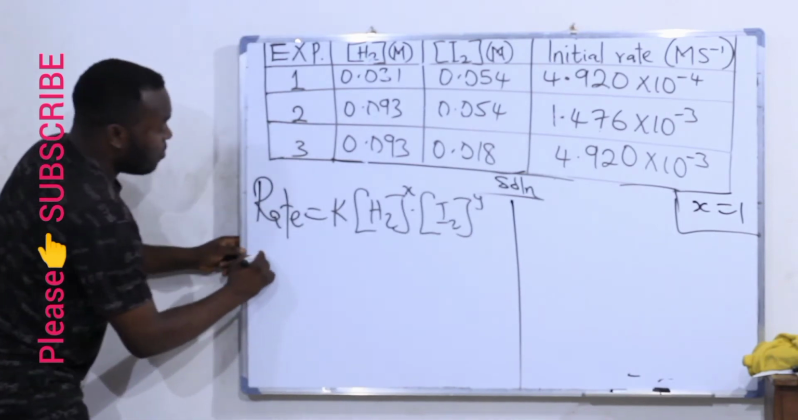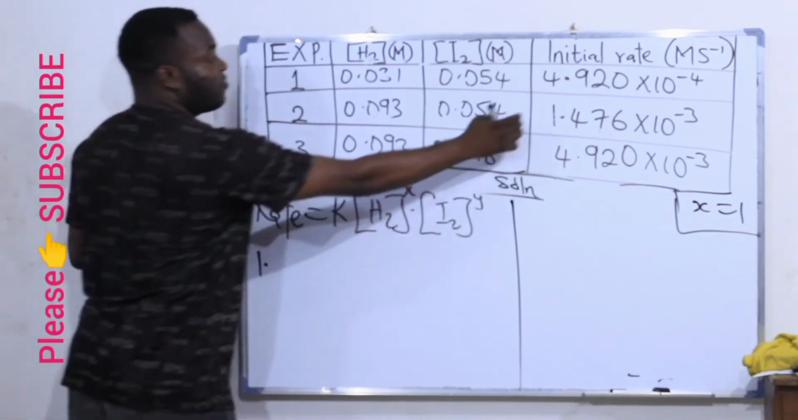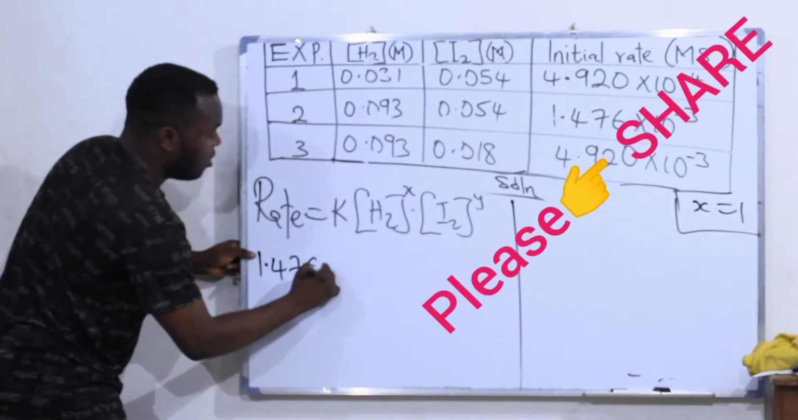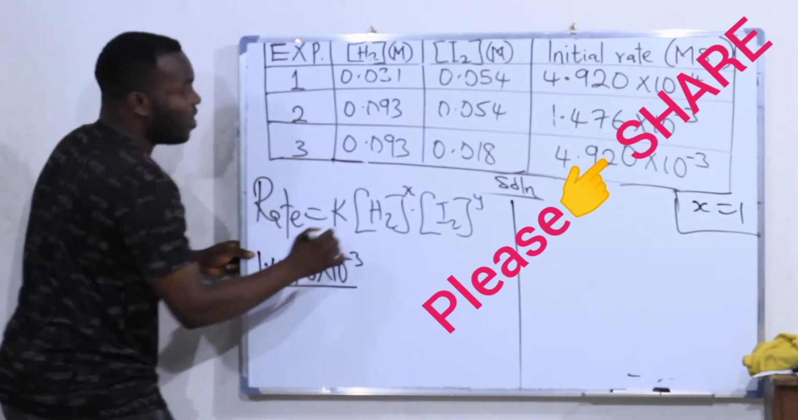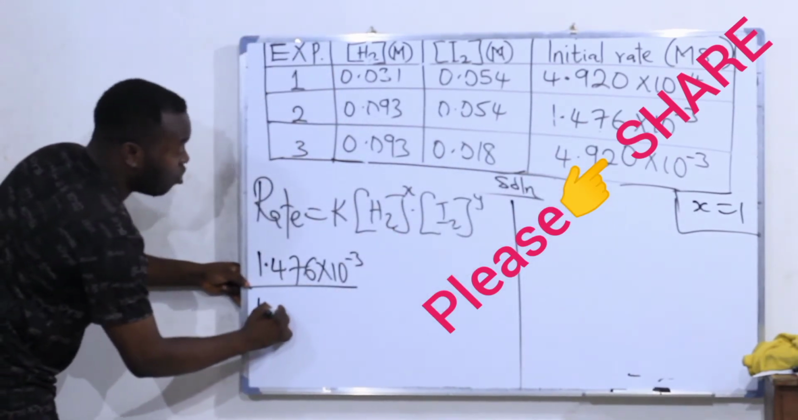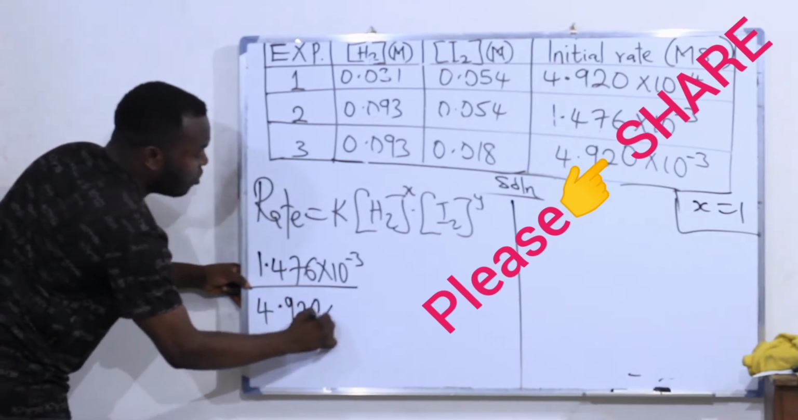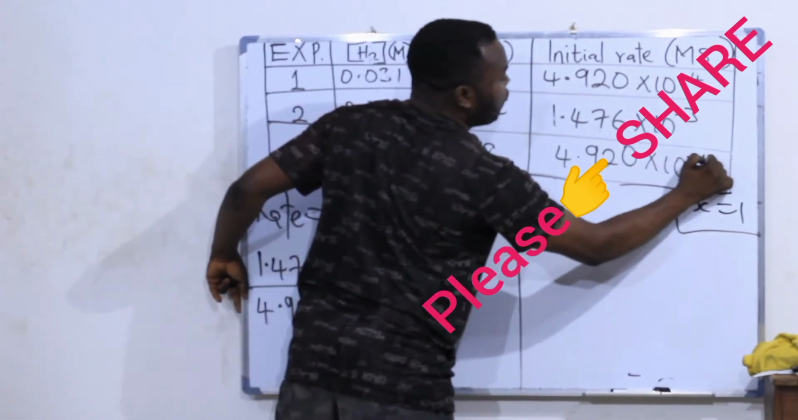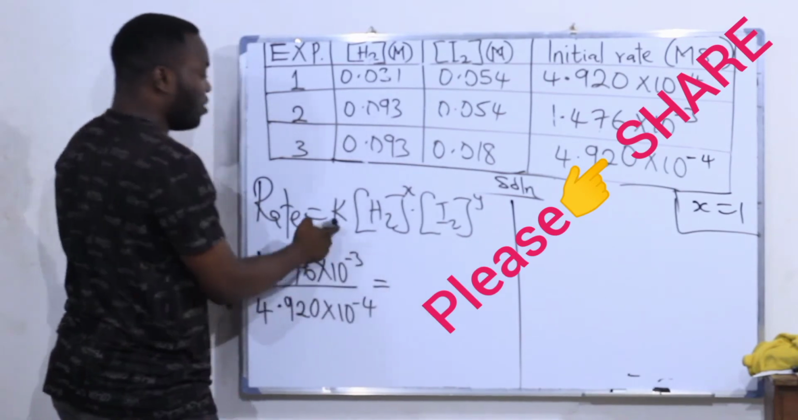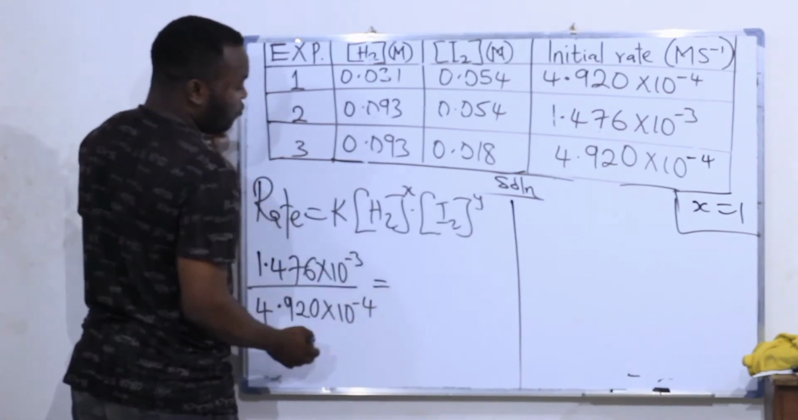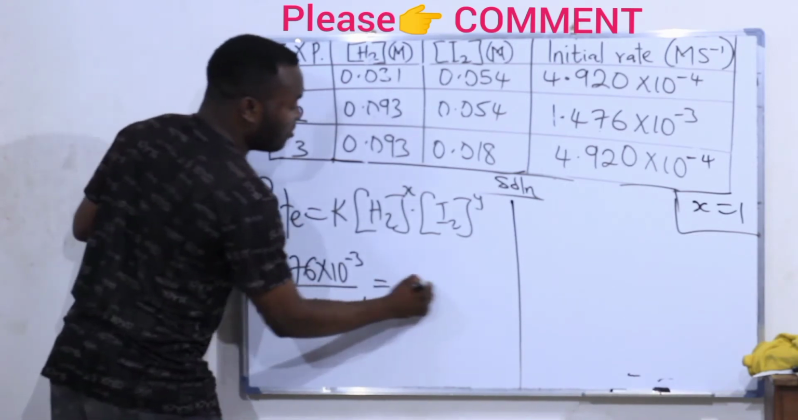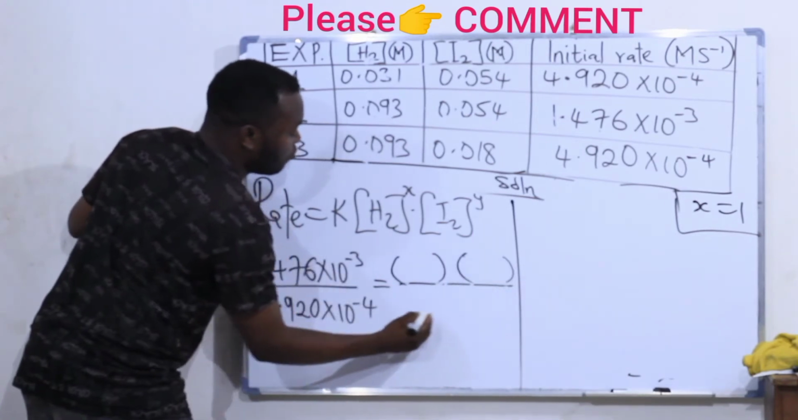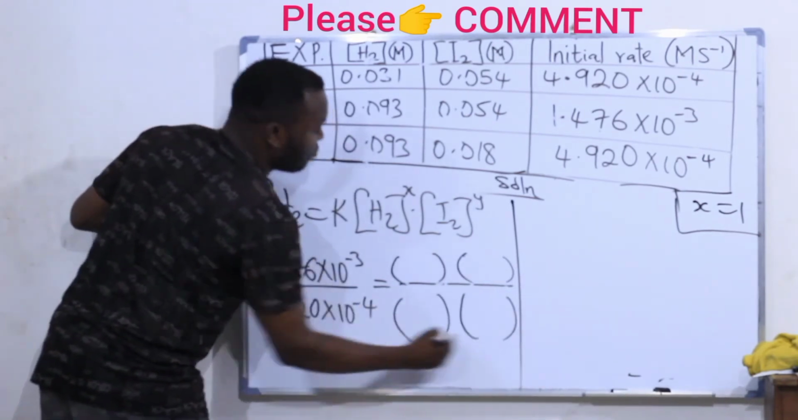This over this. That means my first rate, which is 1.476 times 10 raised to the power minus 3, divided by the third rate, 4.920 times 10 raised to the power minus 4. Here, sorry, this is minus 4. Is equal to the rate constant multiplied by the concentrations. The rate constant will cancel out, so no need showing it here. I have my two concentrations, hydrogen concentration and iodine concentration, hydrogen concentration and iodine concentration.